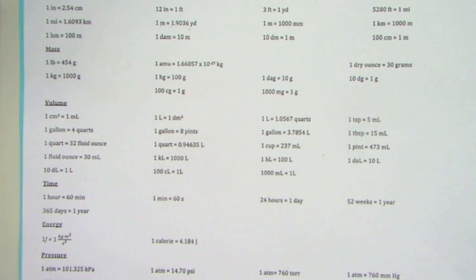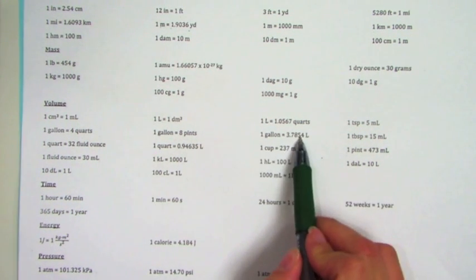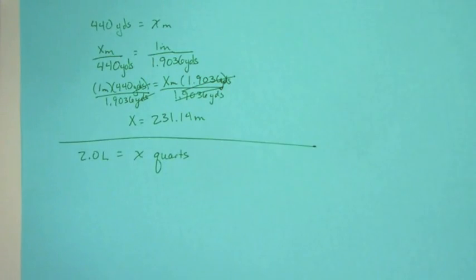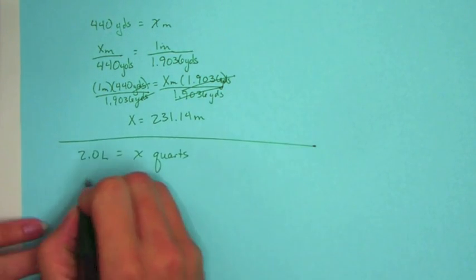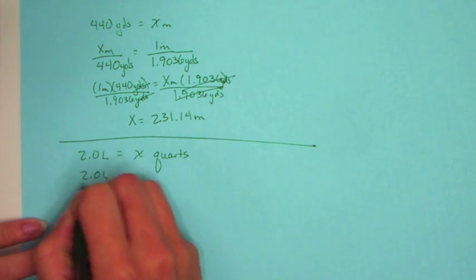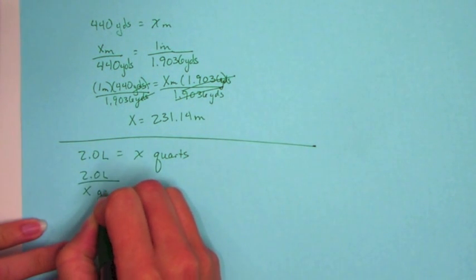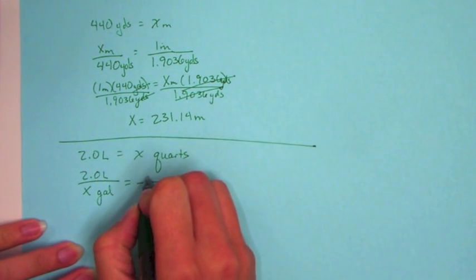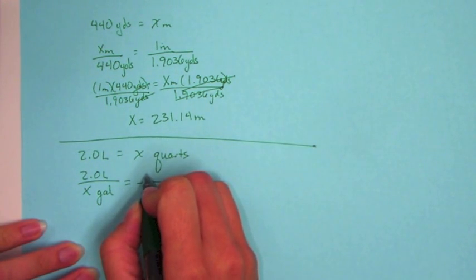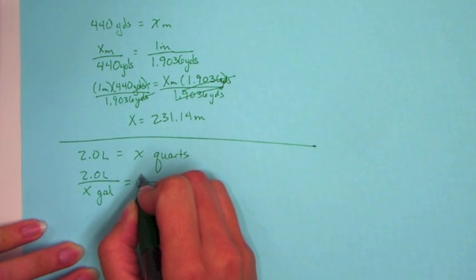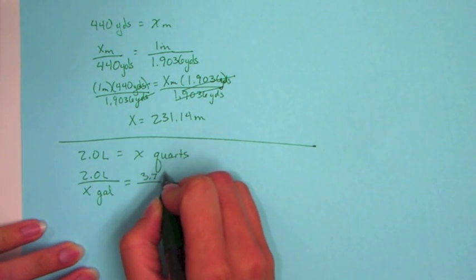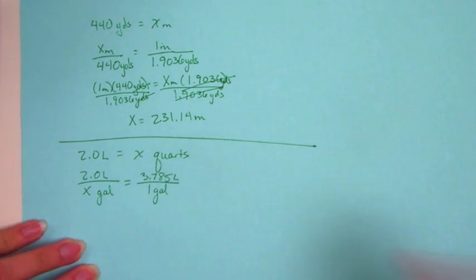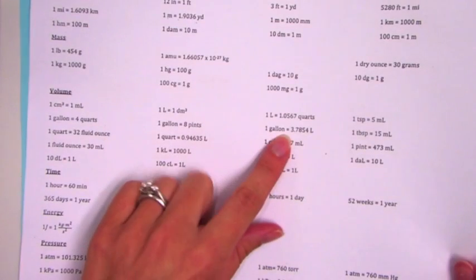Well, we'll continue on with this. Let's say that that number wasn't there. We could do liters to gallons, and then gallons to quarts. So that's how I want to show you how to set this up. So we start out with our 2.0 liters and X gallons equals, we had 3.785 liters and 1 gallon. That is from our paper right here.